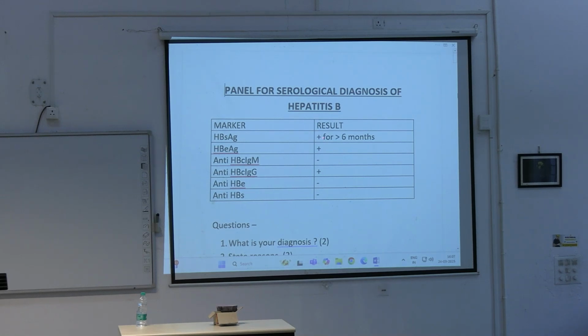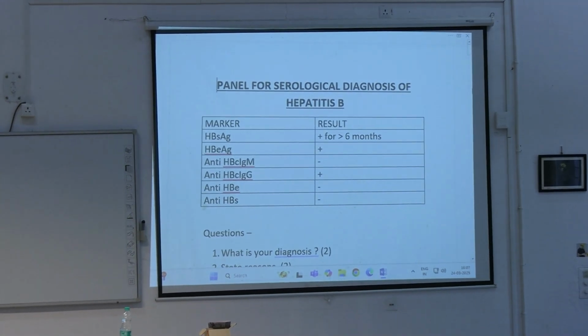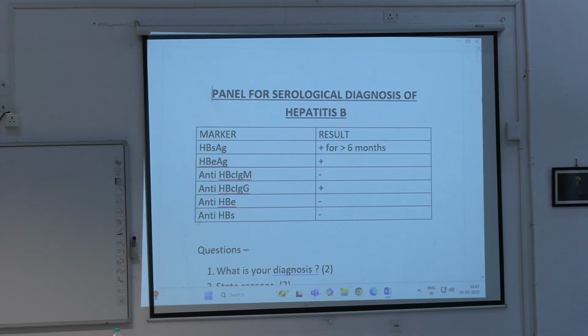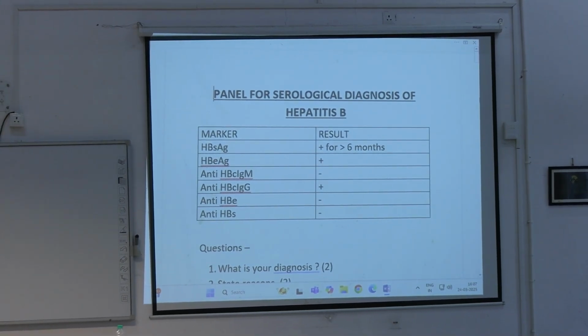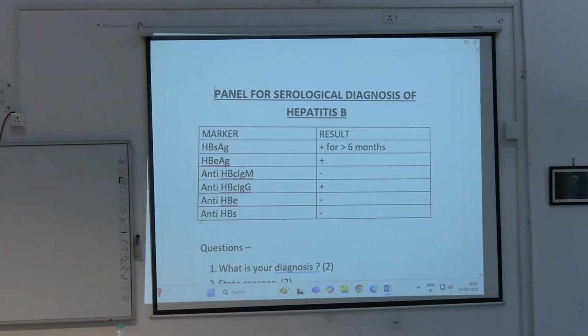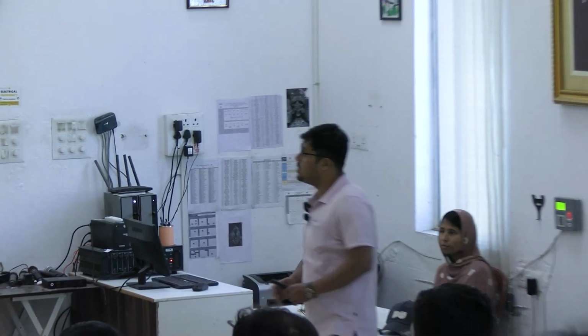HBsAg present for more than 6 months. HBeAntigen present, anti-HBc IgM is absent, anti-HBc IgG is present, anti-HBe is absent and anti-HBs is absent. So what is your diagnosis and state reasons?